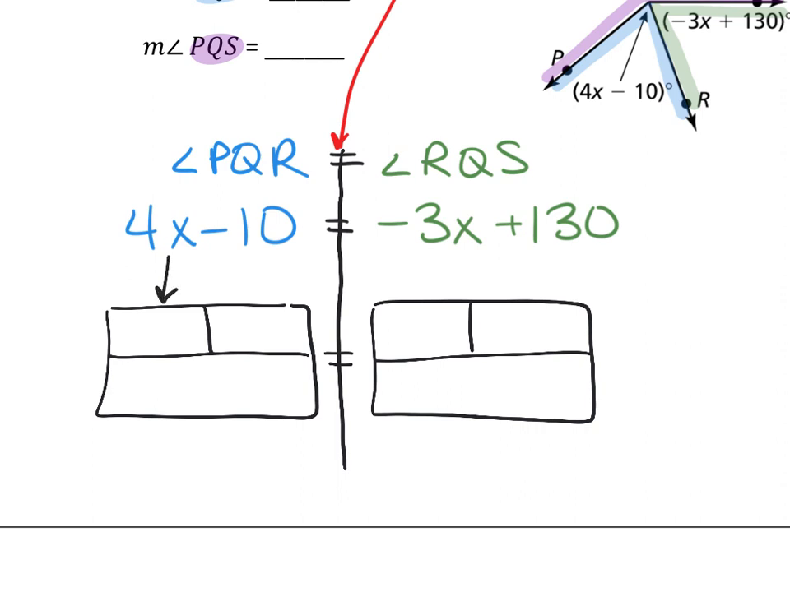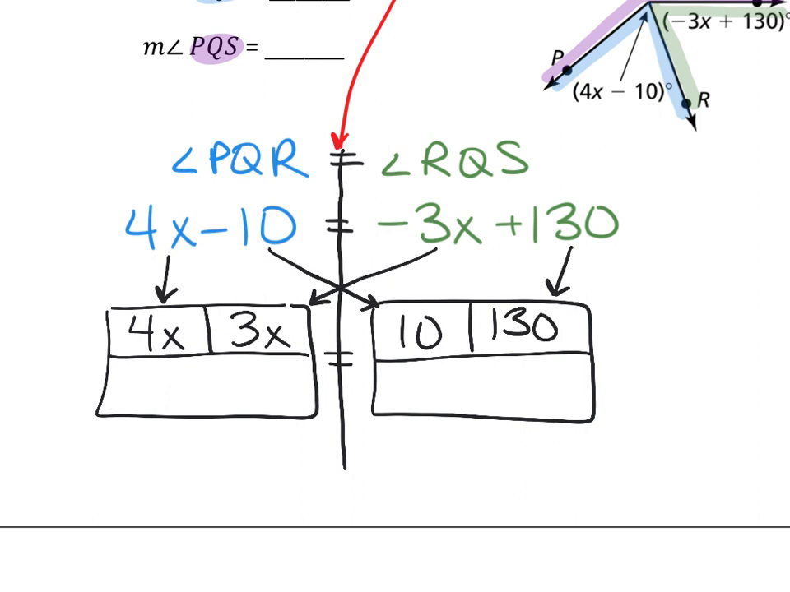4x goes here. Do I change anything? No. Negative 10 goes over here. So what does it change to? Positive. Negative 3x goes all the way over here. What is positive? You beat me to it. And then 130, do I have to change it? No.